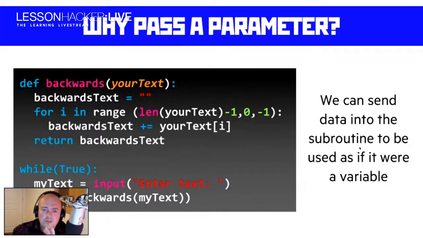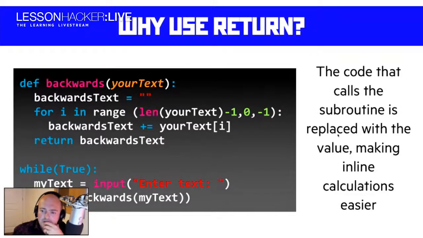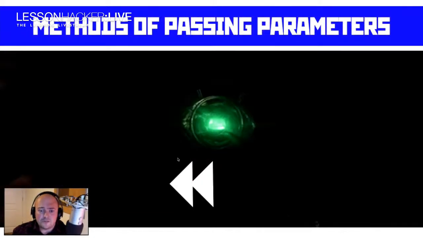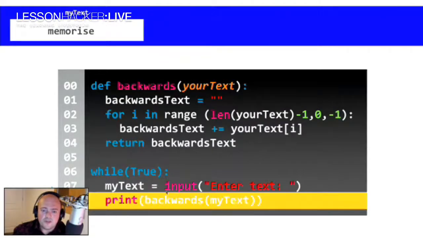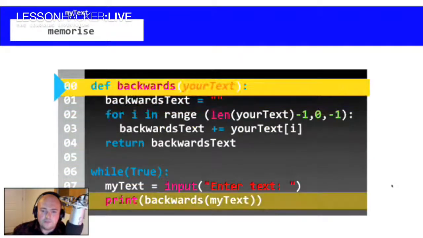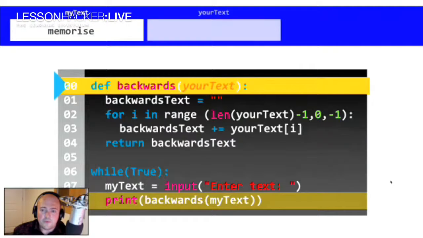So the idea of a parameter is that it's a place for us to send data or ingredients into the subroutine. And there are a couple of different ways we can do it. The important thing is that the code that calls the subroutine, this bit here, is literally replaced with whatever is returned. And that's quite a nice, useful thing. So if Dr. Strange gets us back in time a little bit, we can see that initial point where it's calling the subroutine, we go into it and we create that variable, your text.